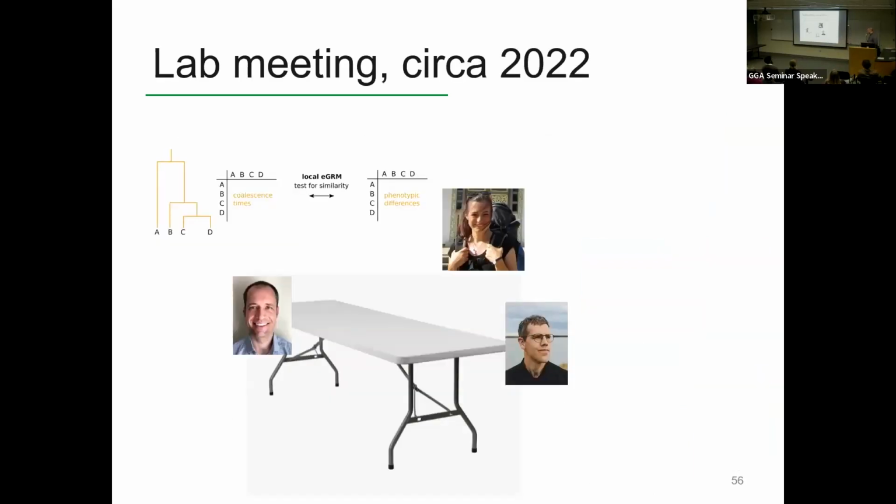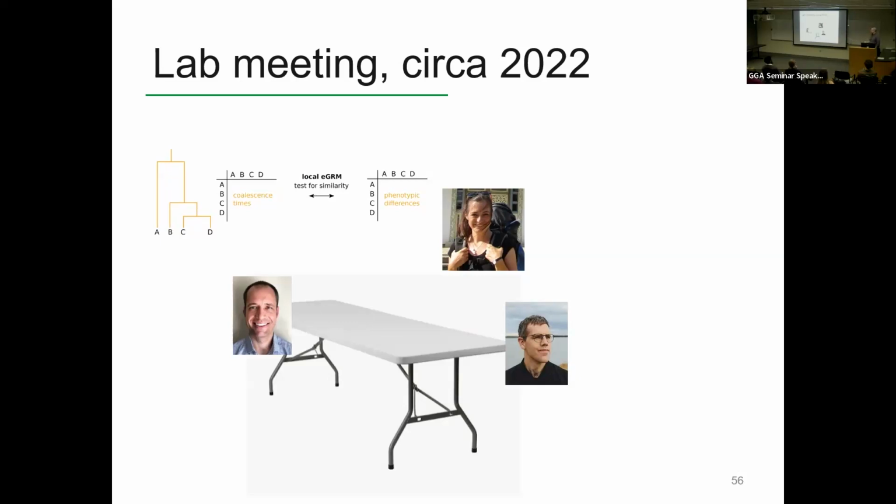So, all models are wrong, some are useful. This one's both wrong and useless. This is a model of my lab meeting about 1.5 years ago. I'm there. Matt Pinnell is there. He's a phylogenetic comparative methods person. Vivian's presenting. There are other people there too, but they're not shown.